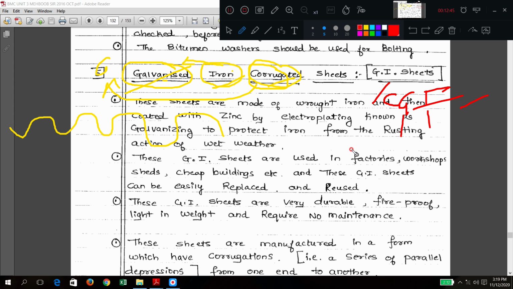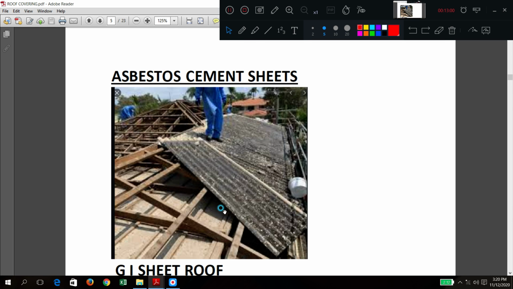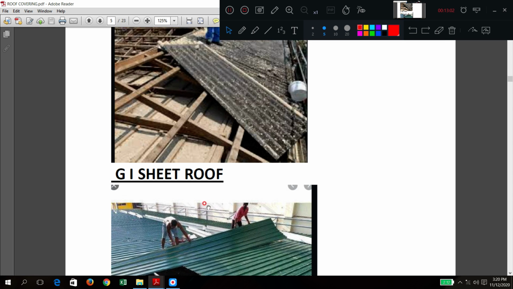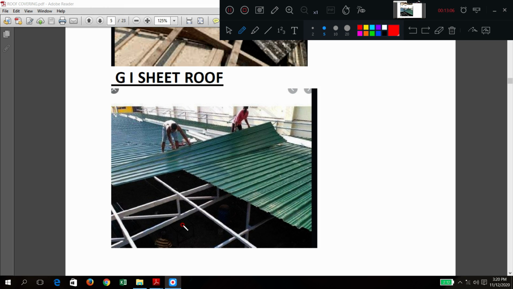These are a little bit stronger, but since they are metal, they are generally used for factories and workshops. They are very durable, with no maintenance. So we have discussed the common points. How it actually appears on site, we will see here. This is one GI sheet roof. Can you see this here? This is a part of the truss.